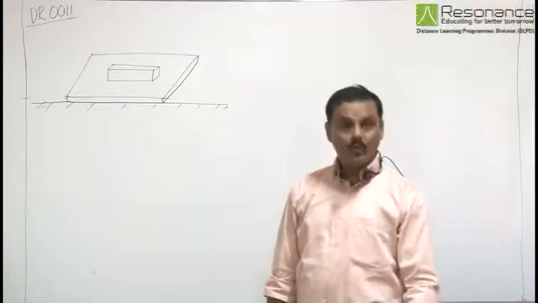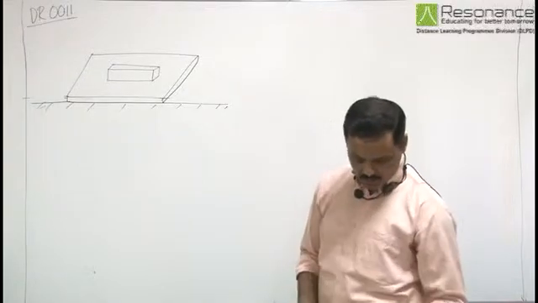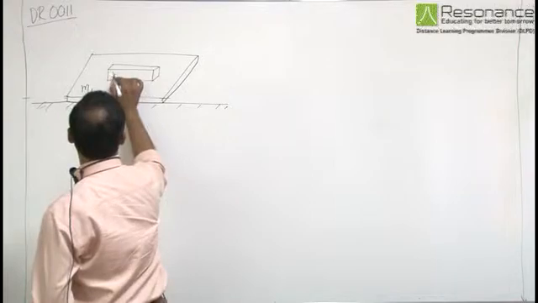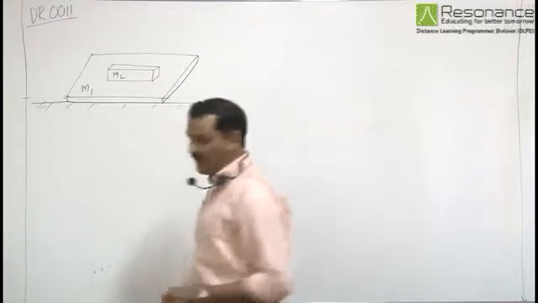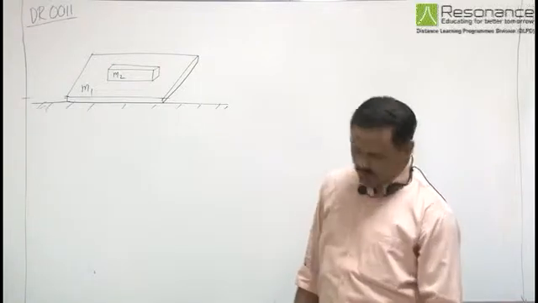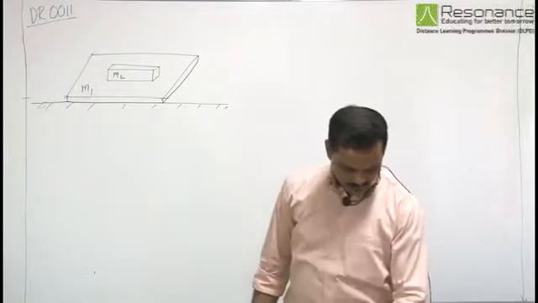In this question, we have a plank of mass m1 with a bar of mass m2 placed on it. So we have a plank of mass m1 and on it we have a bar of mass m2. Now it lies on a smooth horizontal plane, so the horizontal surface is smooth.